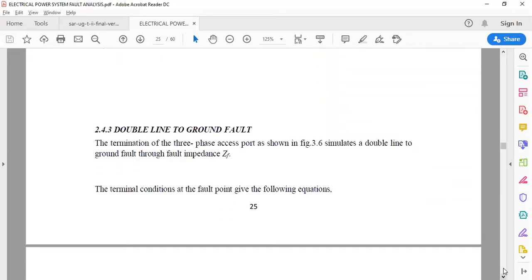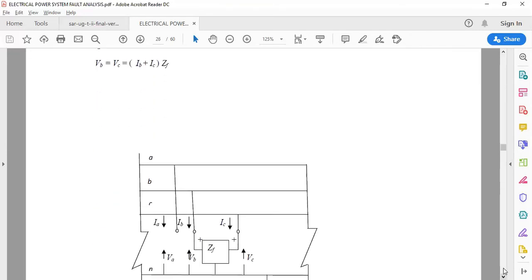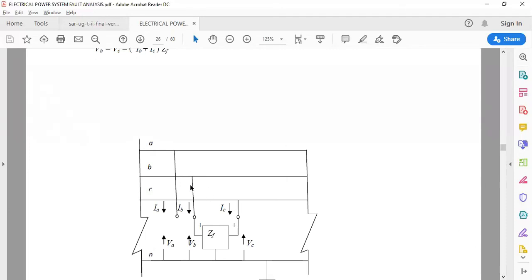Let's move towards the double line to ground fault. In this, the fault occurs in two phases, and those phases are connected to the neutral through the impedance ZF. The fault current, of magnitude IB plus IC, flows through the impedance ZF. As phase A is not involved in the fault, its current is negligible and we are considering it as 0.